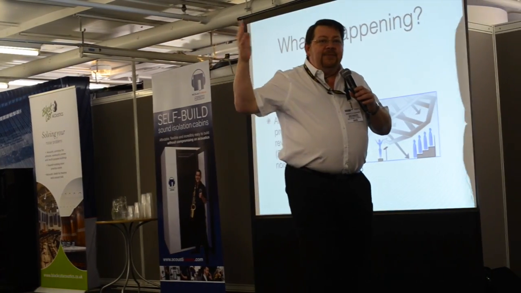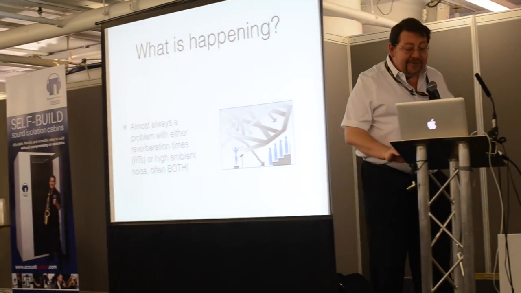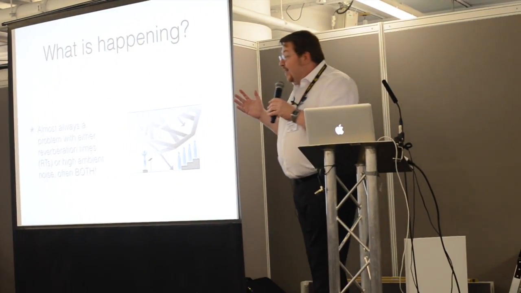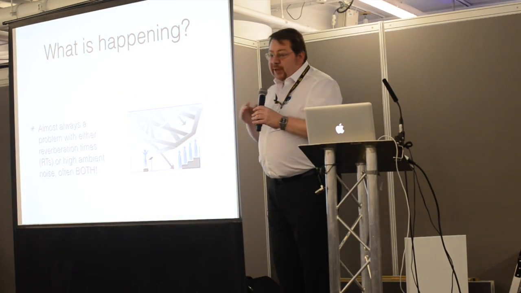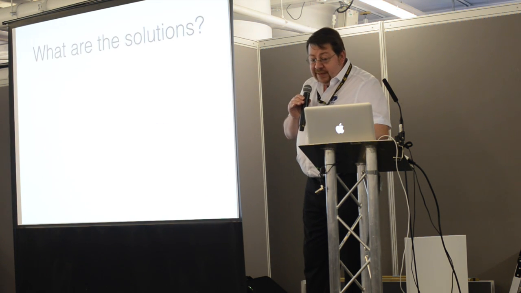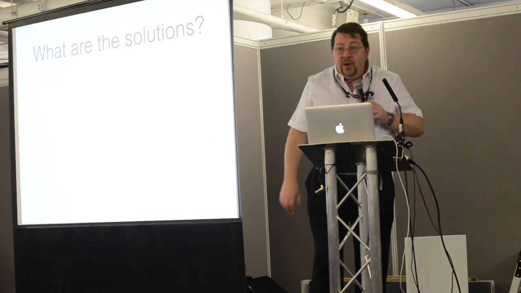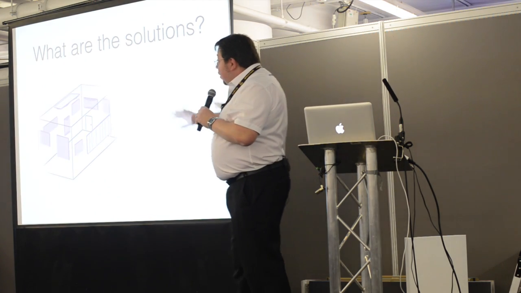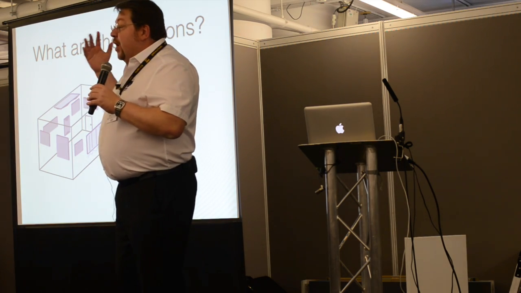So with a high ambient noise or lots of echoes, because very often it's both of these problems that are making speech unintelligible, again, we need to find some solutions for these. Once again, we can use panels to reduce the reverberation times so that we're not getting so much echoing going on.